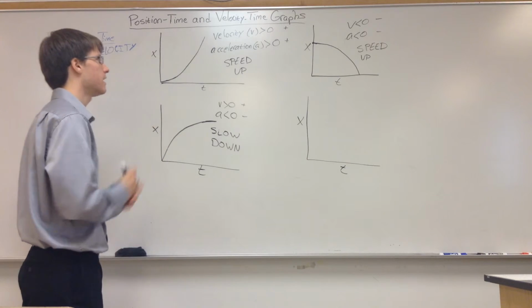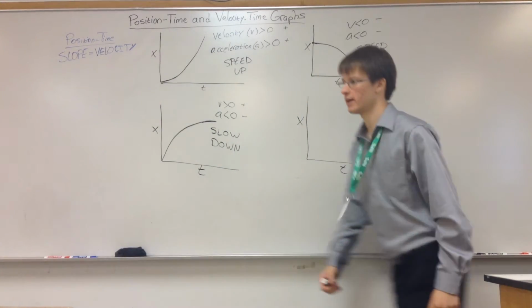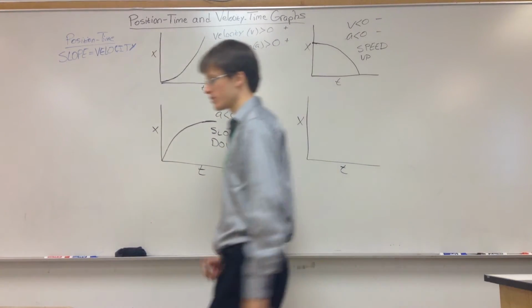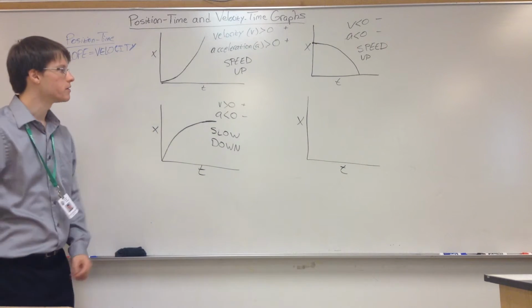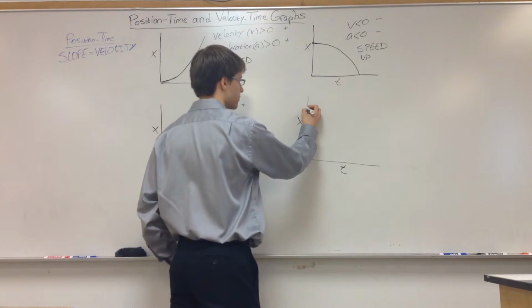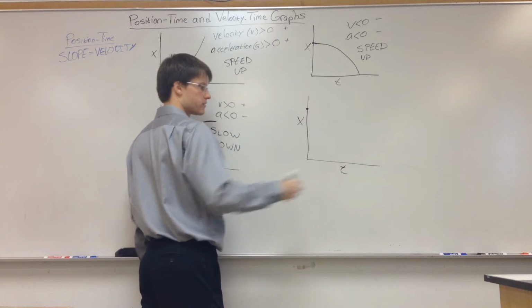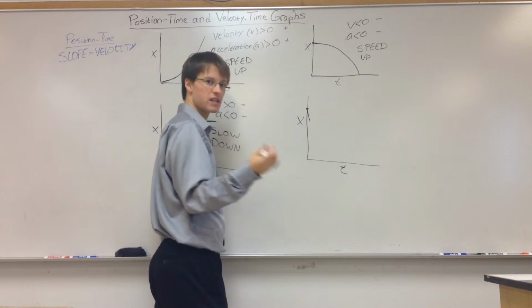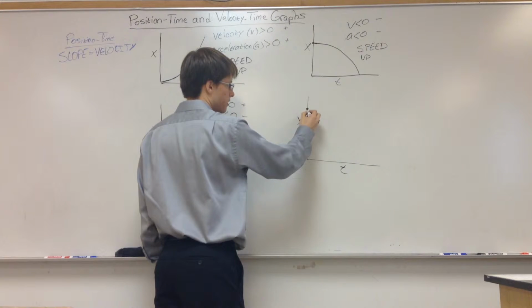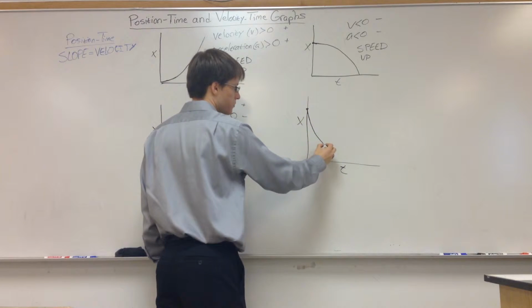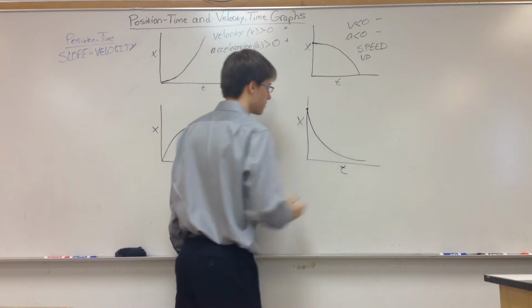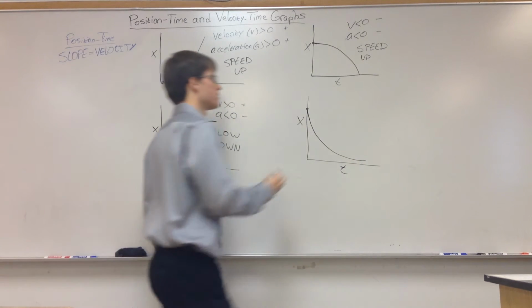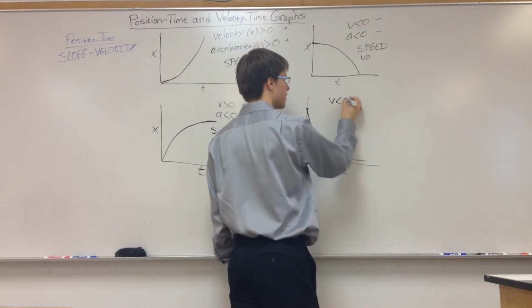So this leaves only one left, which is where I start over here, and I start off really fast and then I slow down. So in this case, I'm starting off really fast, so I don't start at the origin, I start a distance away. I start off fast, so my slope should be very large, very steep. And as I continue, I slow down, so my slope becomes less and less steep. I should get that. So here, my velocity is still less than 0.